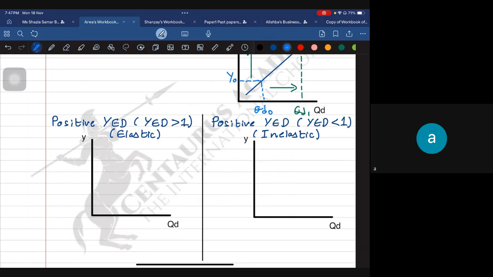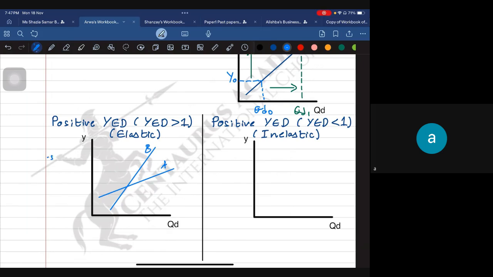Okay, so now with the elastic one, it is upward sloping, this is for sure. So is it going to be like this or like this? Okay, if it's like that, it's going to be showing this. I don't think it's A because in A it's showing that very small increases in income result in changes in quantity demanded.